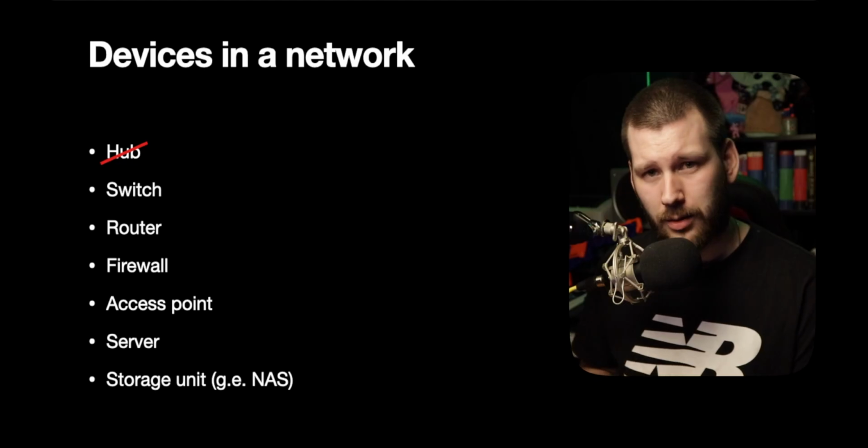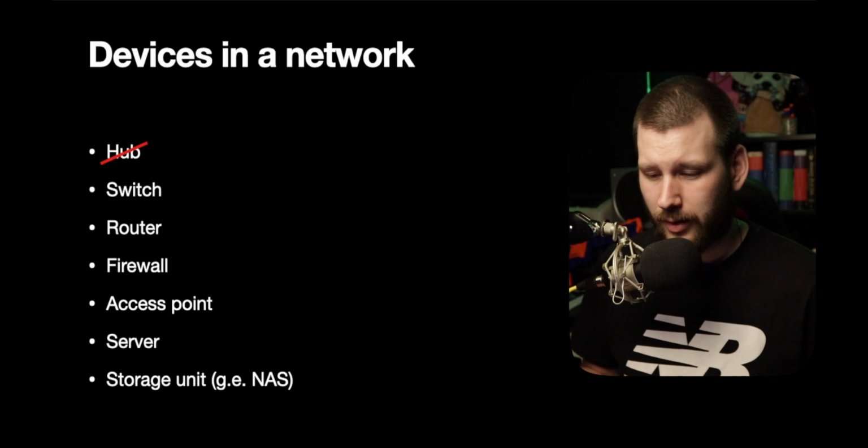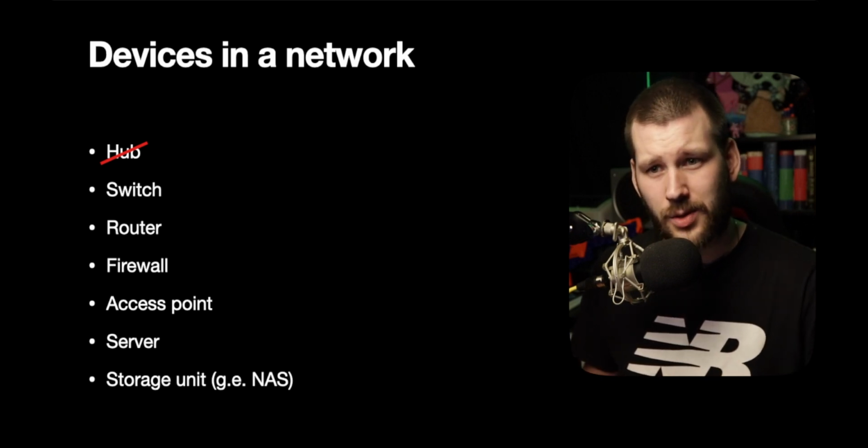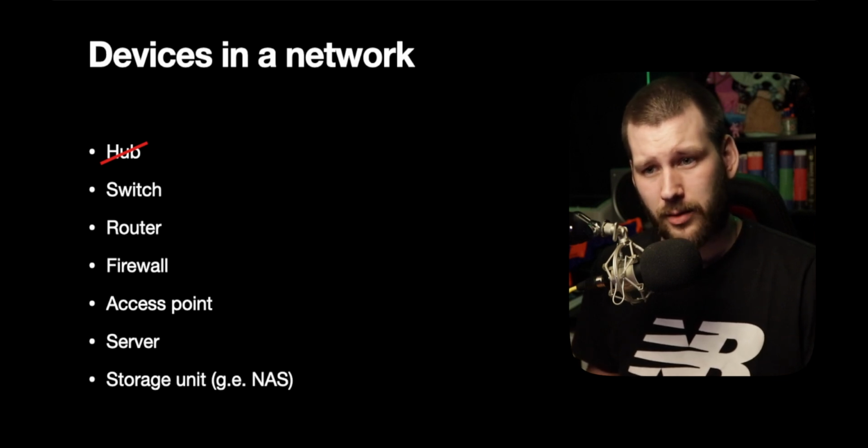So, there may be some different devices in a network. A hub should never be one of them. Not ever. Just no. A switch is used to connect multiple devices together and keeps track of where every device is connected, so that the data to that device doesn't have to be sent everywhere. A router, as we've mentioned, is used to send traffic between different networks. A firewall is used to protect the networks and decide what traffic may be sent through.